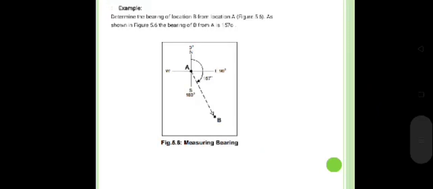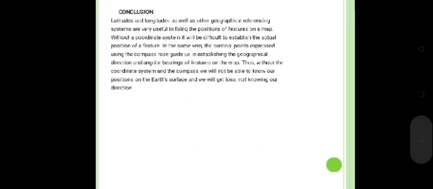So determine the bearing of the location B from location A. Muna siya nga figure. So ang kaning bearing B kan gini siya, halin gini siya sa A, bearing A. So muna siya paingon siya ang A, paingon sa B. Progi kan gini siya sa A. Amo siya ang measuring bearing. This is the example.